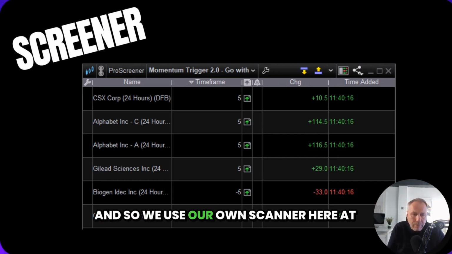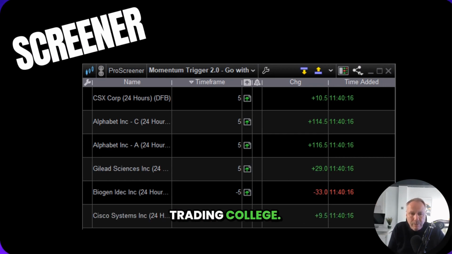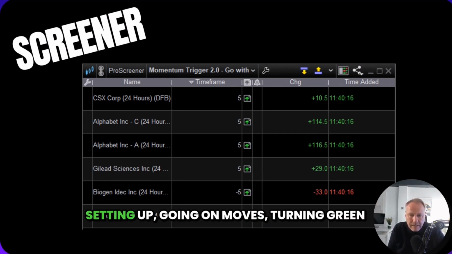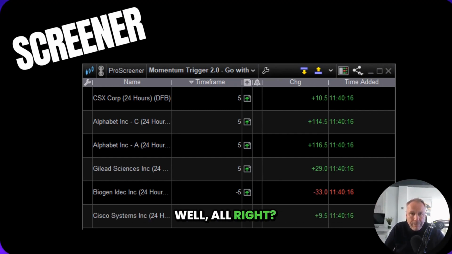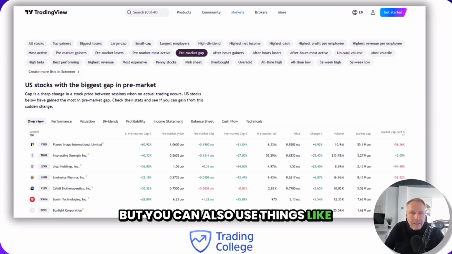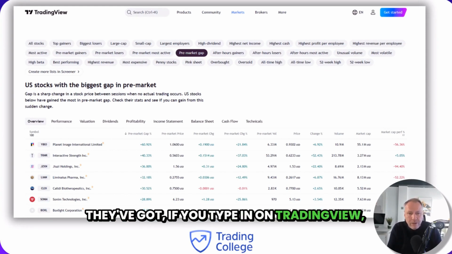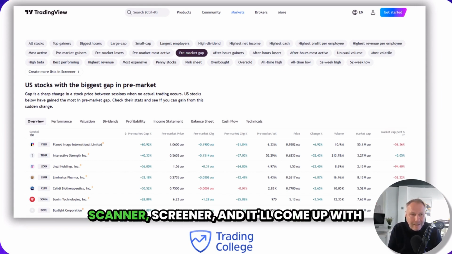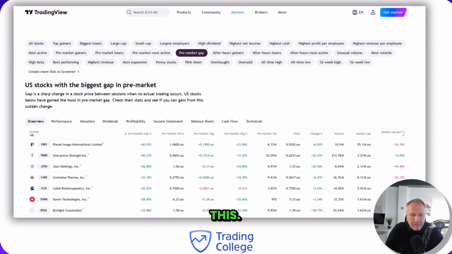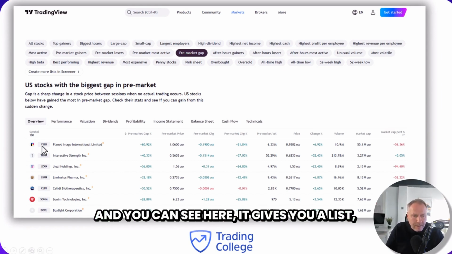And so we use our own scanner here at Trading College. We can find these hot stocks that are setting up, going on moves, turning green, for the long side and the short side as well. All right, but you can also use things like TradingView. TradingView is the chart package. If you just type in pre-market gap scanner screener, it'll come up with this, and you can see here it gives you a list.